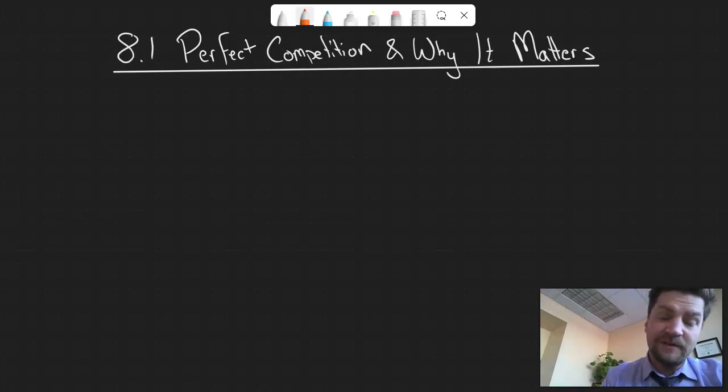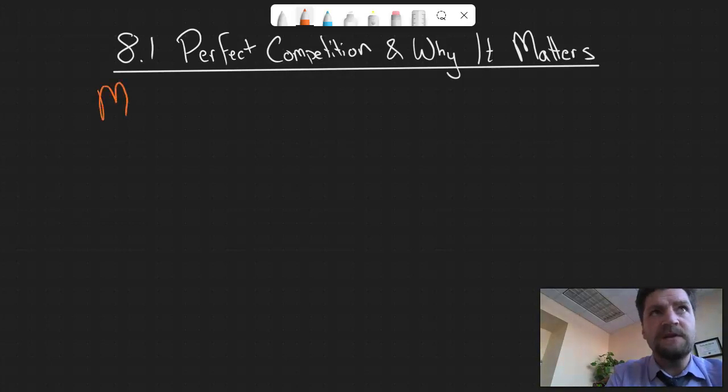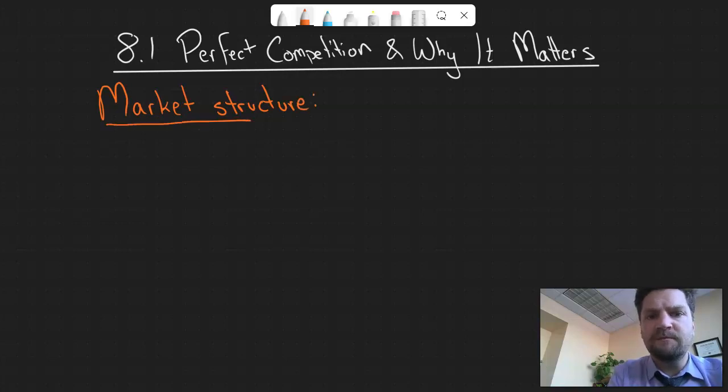Today we are diving into microeconomics and talking about perfect competition, what it is and why it matters. So first of all, perfect competition is a market structure, right? But what is a market structure? Good question. A market structure is quite simply the conditions of an industry.